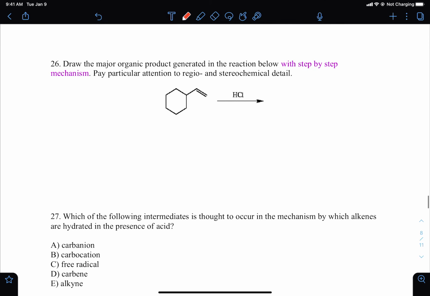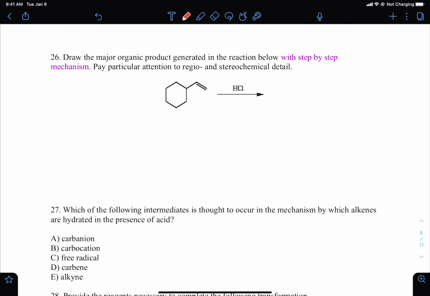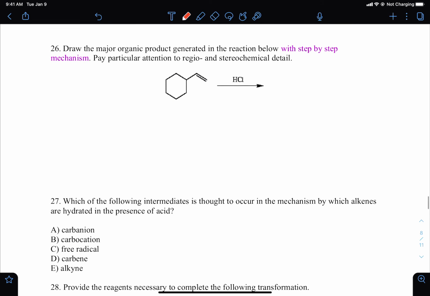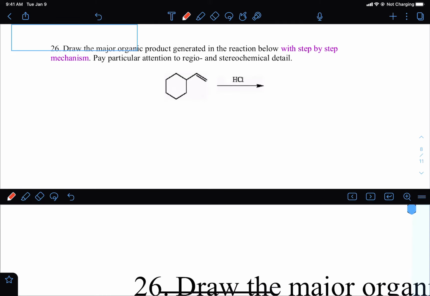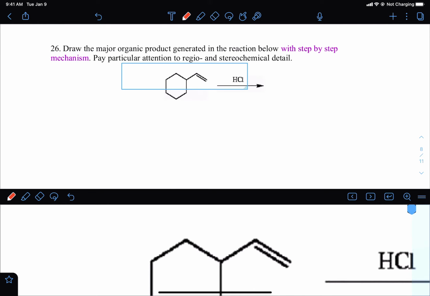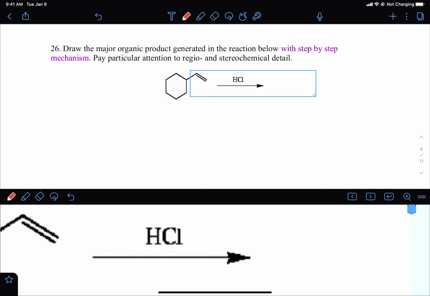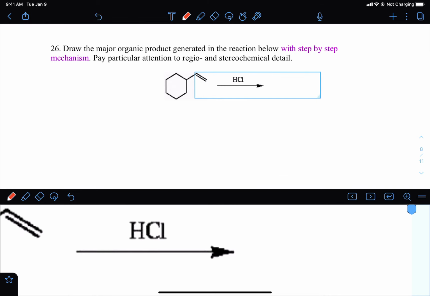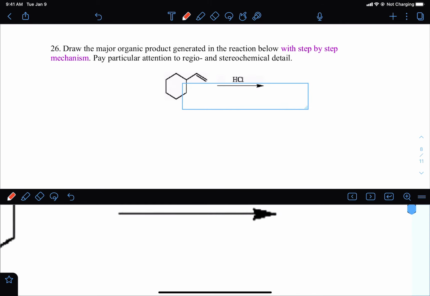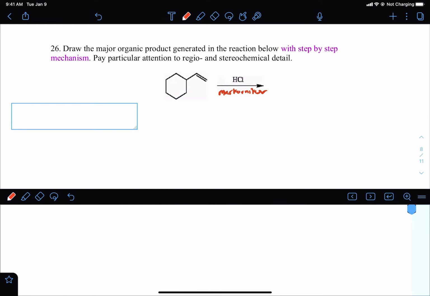So here's a very fun kind of extension of that reaction. Draw the major organic product generated in the reaction with step-by-step mechanism. Pay attention to regio and stereochemistry detail. Okay, so we know how this is going to work, basically. HCl, like HBr, with no peroxides, with no peroxides means it's a Markovnikov mechanism. So let's draw this out.